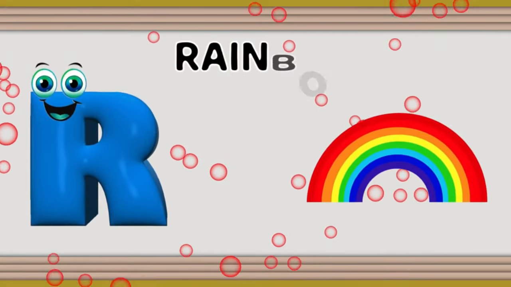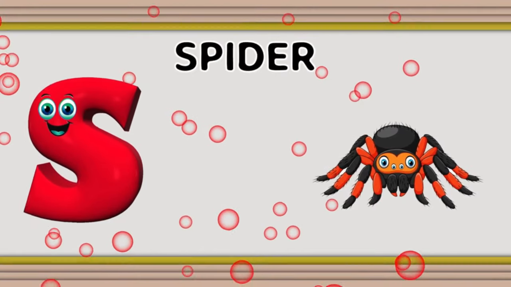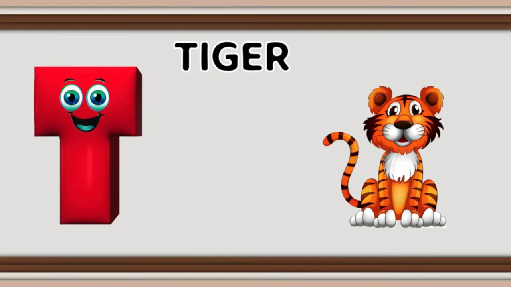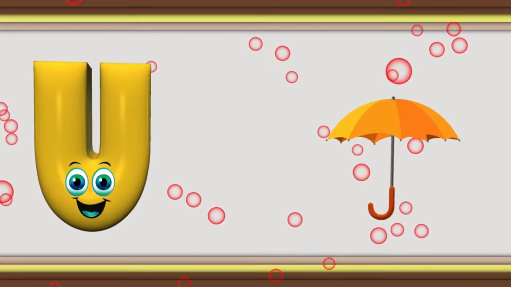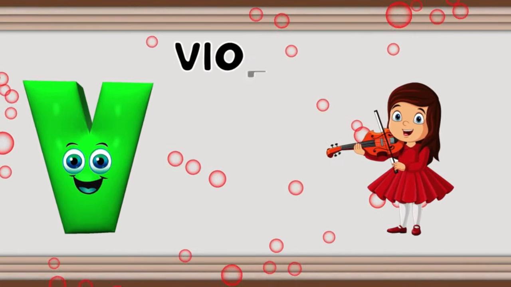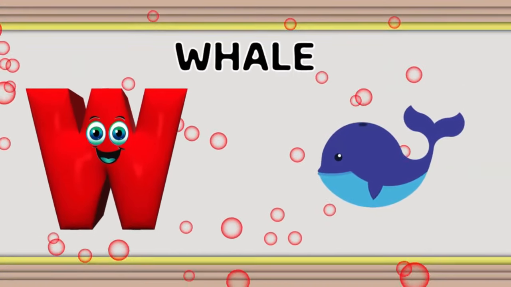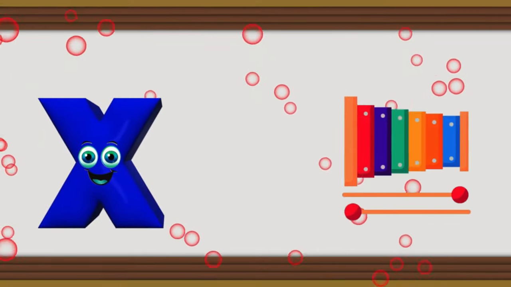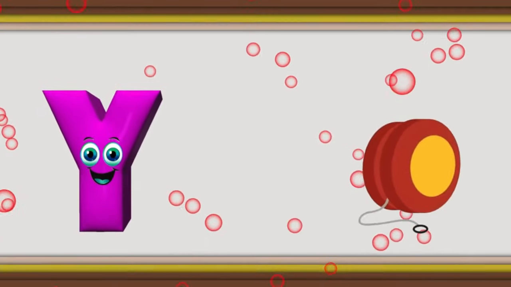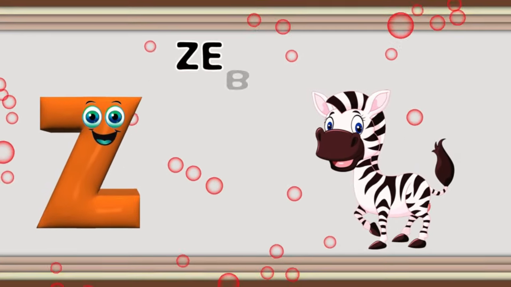R is for rainbow. S is for spider. T is for tiger. U is for umbrella. V is for violin. W is for whale. X is for xylophone. Y is for yo-yo. Z is for zebra.